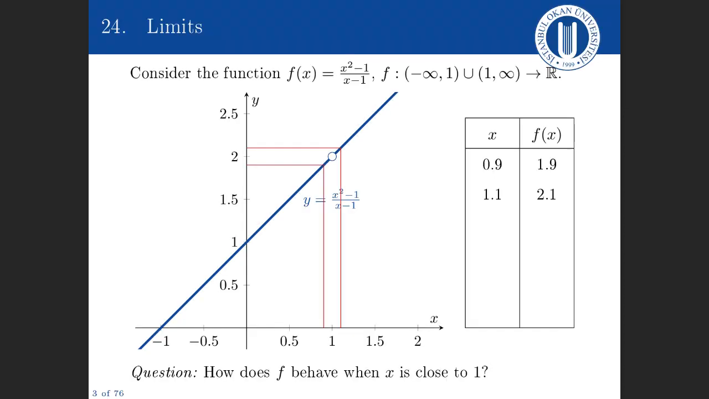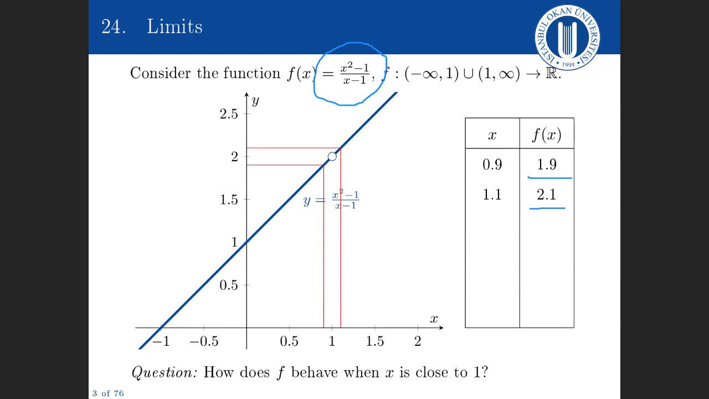Well, which numbers are close to 1? 0.9 and 1.1 are close to 1. We can calculate f at 0.9, put 0.9 into our formula. 0.9 squared minus 1 divided by 0.9 minus 1, and we obtain 1.9. Or if we put 1.1 into the formula, then we get f of 1.1 is 2.1.